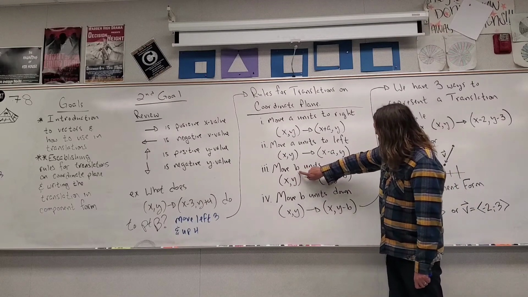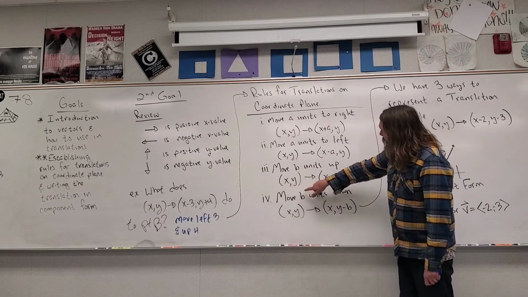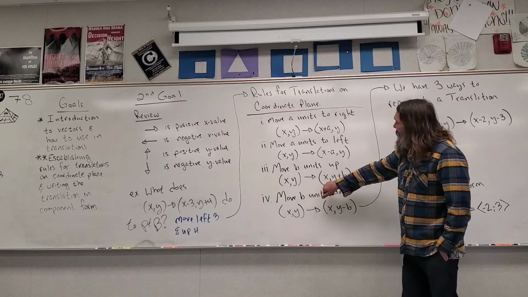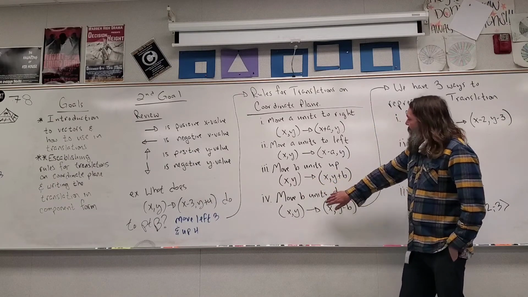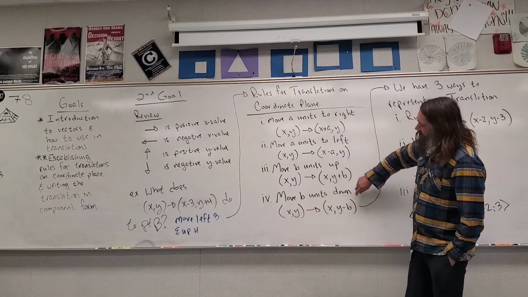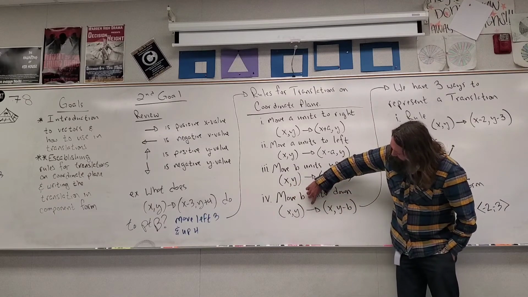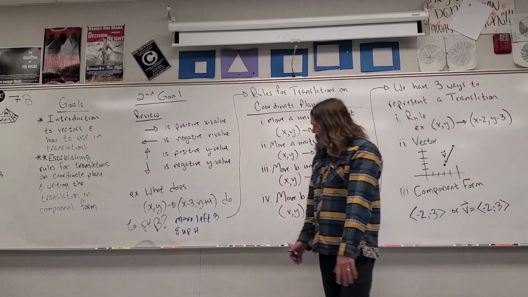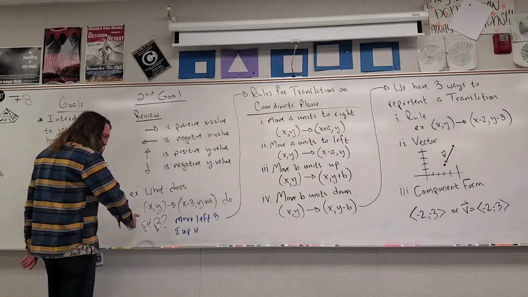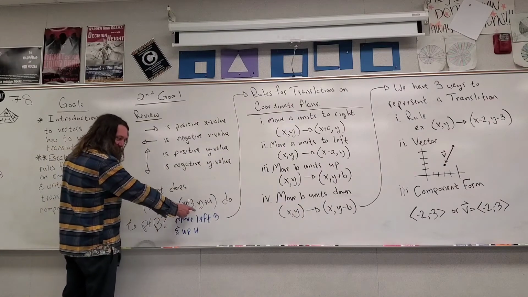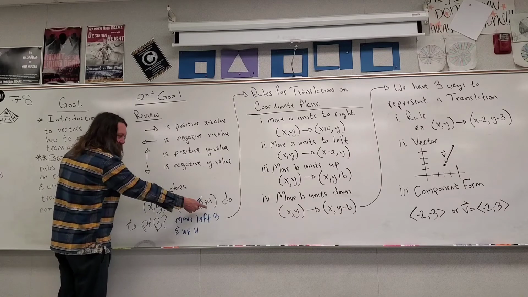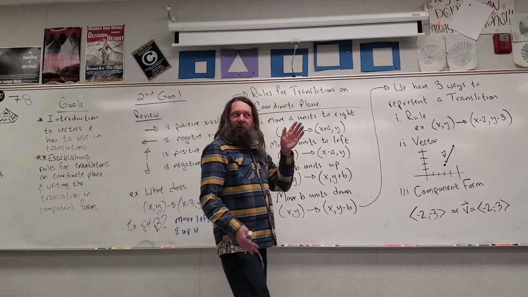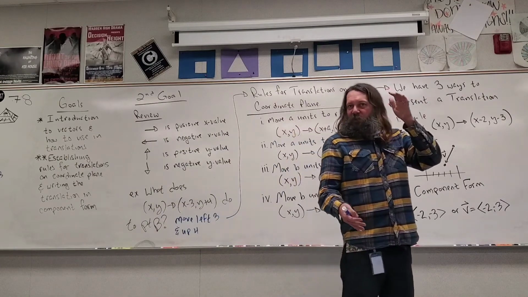If I want to move b units up, x,y maps to, now remember, up is a y concept, x, y plus b. And if I want to move b units down, x,y maps to x, y minus b. So these are the 4 basic rules. So back to this, x,y maps to x minus 3, y plus 4. I'm moving left 3 and up 4. Okay, we can combine them as well, right? They don't have to be strictly left, strictly right, strictly up, or strictly down.